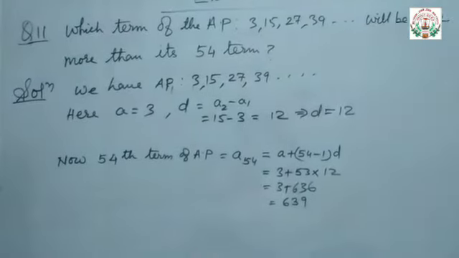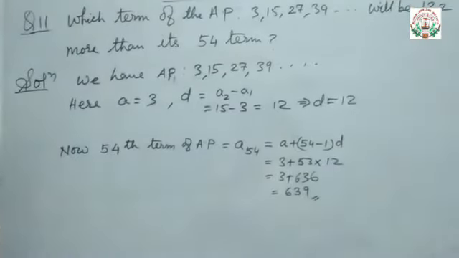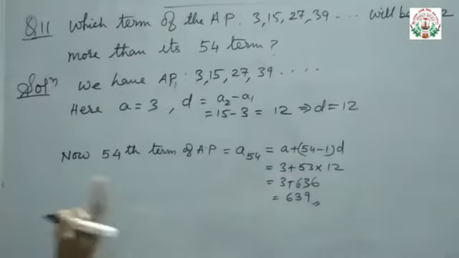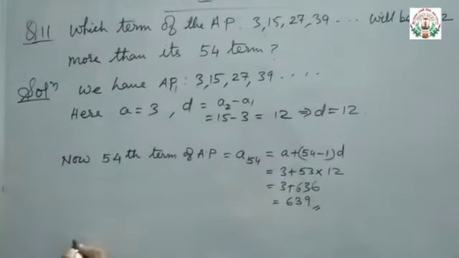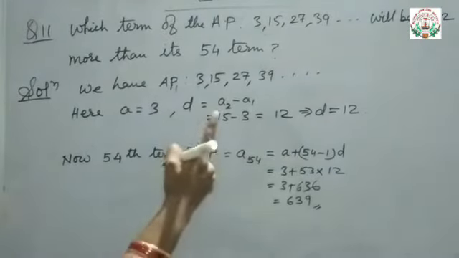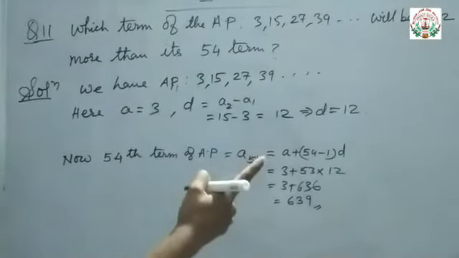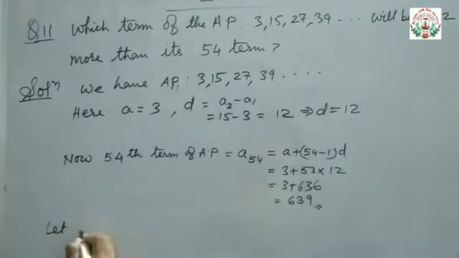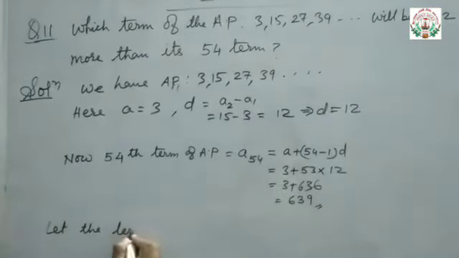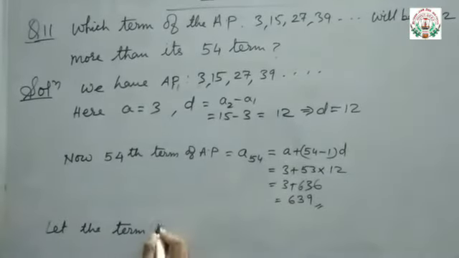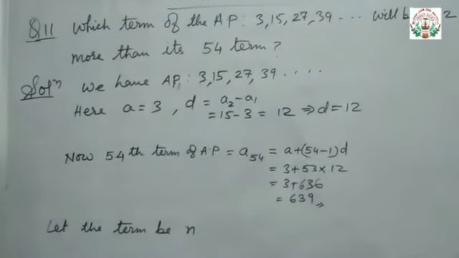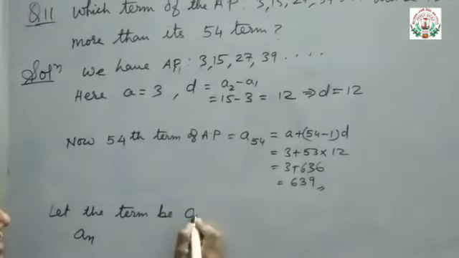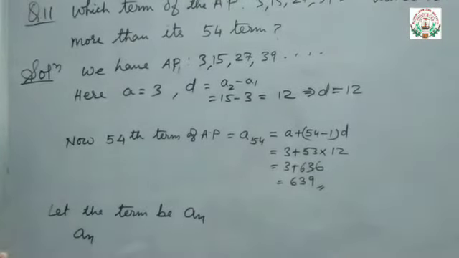639 on addition. Okay, got the 54th term. What is in the question? Which term of the AP is 132 more than that? So let the term be n. So nth term, a_n, which we do not know, we have to find which term.